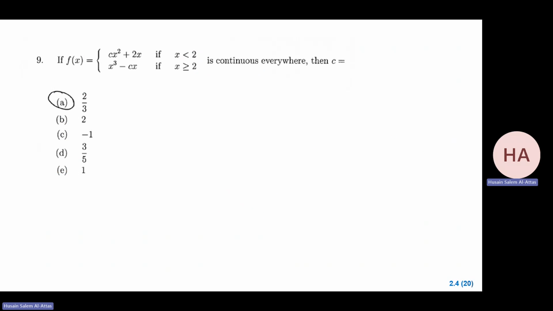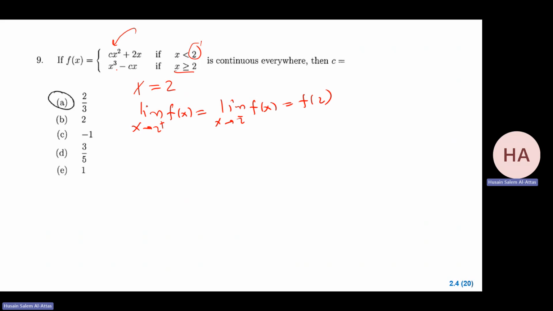Okay. Let me do them quickly. He put only one variable, one value to find, and he put it only at 2. So I have at 2. My concern only at x equal to. So I have limit, x goes to 2 from right, should be equal limit, x goes to 2 from left, equals f at 2. That will not make a difference.